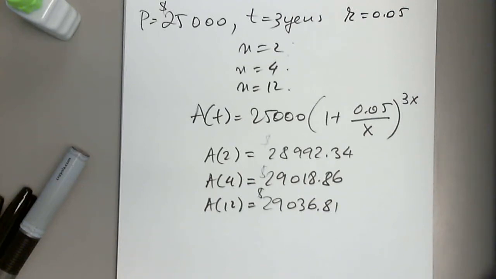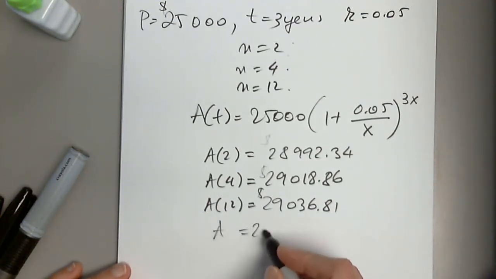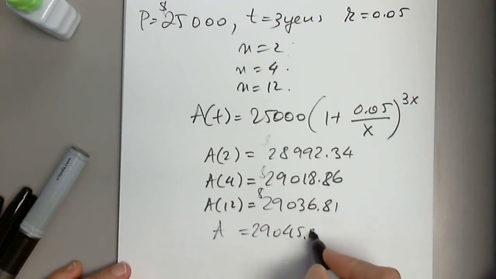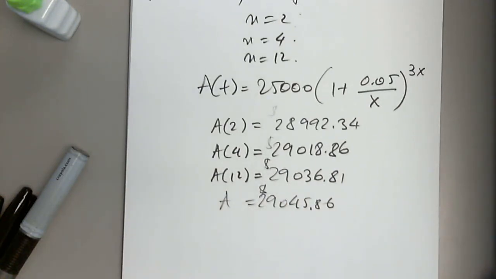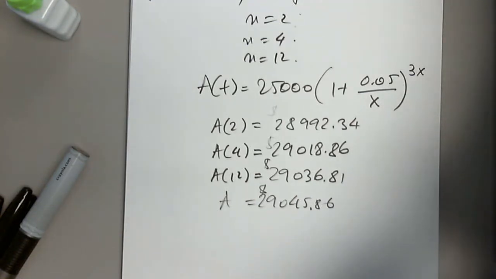So I will put 25,000 E, so second and E, and in parentheses I will put RT, which is 0.05 times 3. There is no n here. And press enter, and I get 29045.86. So for continuous, 29045.86. So yes, we have to give the cents. And since this is 6, I will have to round 85 to 86.